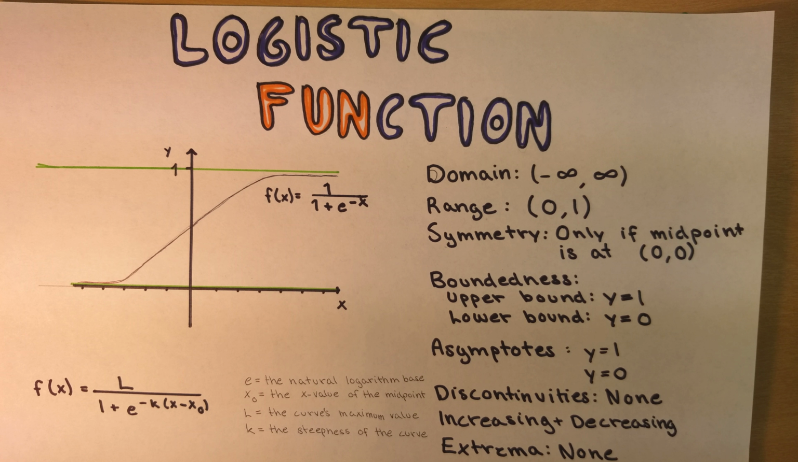There's only symmetry if the midpoint is at 0, 0. The function is bounded above at y equals 1 and bounded below at y equals 0. There are asymptotes at y equals 1 and y equals 0, and there's no point of discontinuity. The function is always increasing. There are no extrema. The domain is negative infinity to infinity, and the range is 0 to 1.